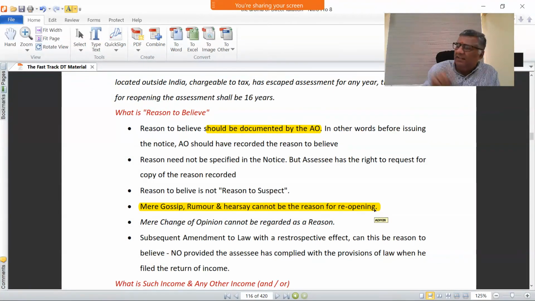Sir, I think that he has purchased the property, sir. I think a lot of black money is involved. Oh, I'll issue the notice. Check whether he has the ability to purchase the property, whether he has obtained any bank loan. Mere gossip and rumors cannot be the reason.